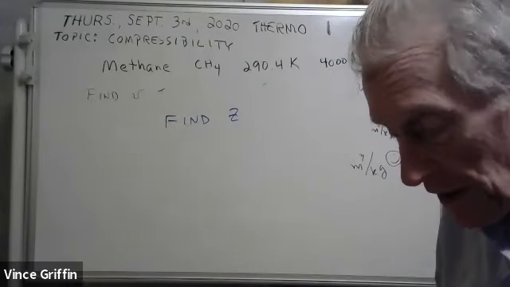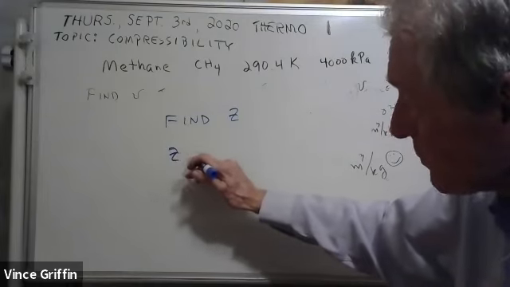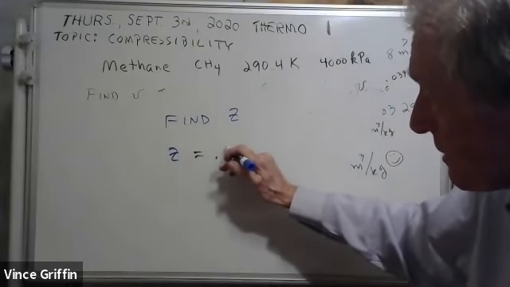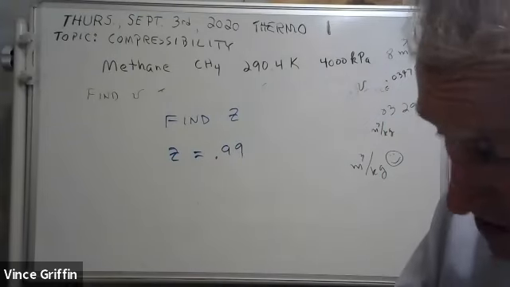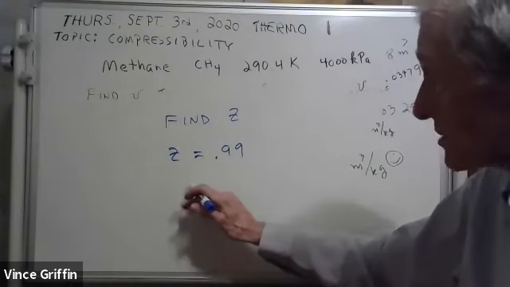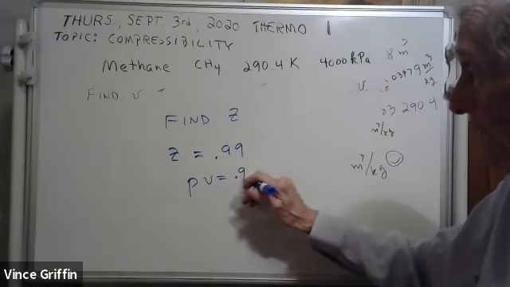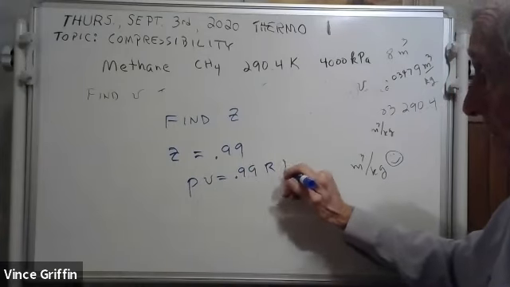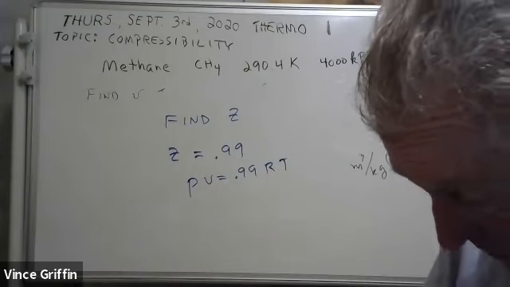Now, this is really kind of a rule of thumb, but obviously if you come out with Z is 0.99, I would just say use the ideal gas law. That's awfully close to 1, isn't it? See, PV equals 0.99 RT. You could just call that a 1 and forget it. And you got yourself an ideal gas law.